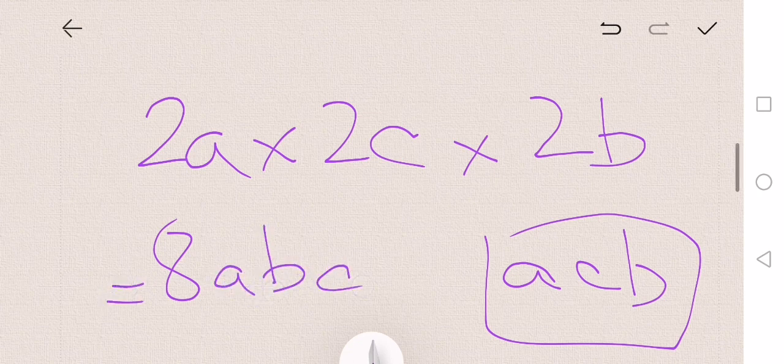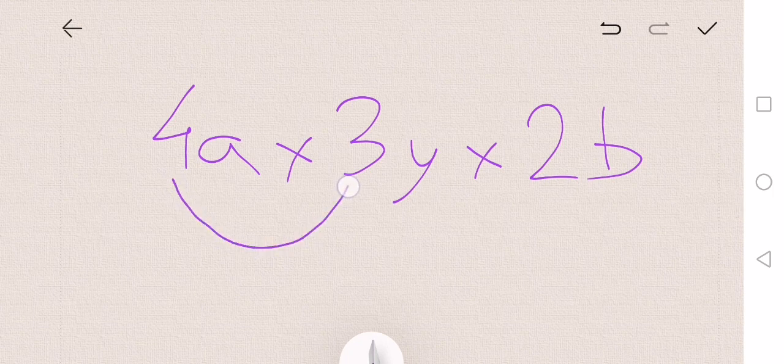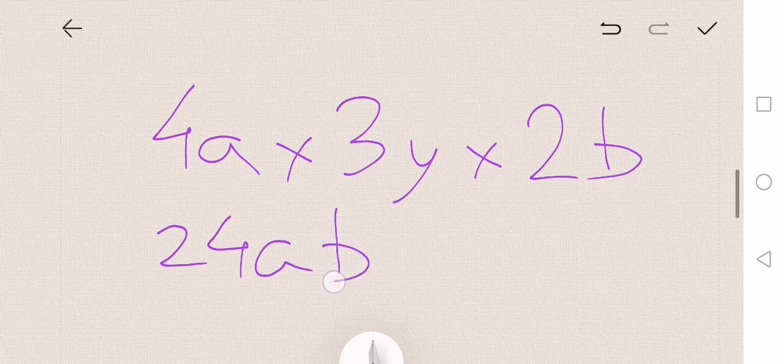Okay? Right. So now if someone gives you 4a times 3, let's say y, times 2b. So 4 times 3 is 12, 12 times 2 is 24. So you just simply multiply, okay? Then it's a first, then b second, and y last. Got it? So simple math. I love this math. Right, now let's do some tricky things.